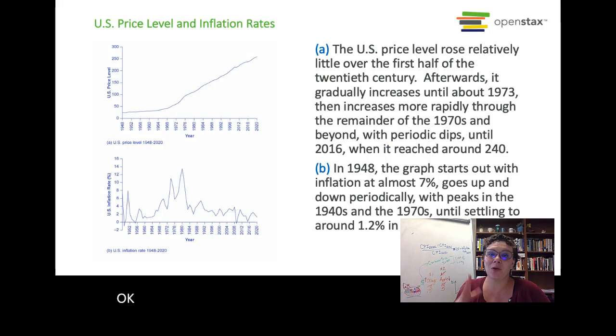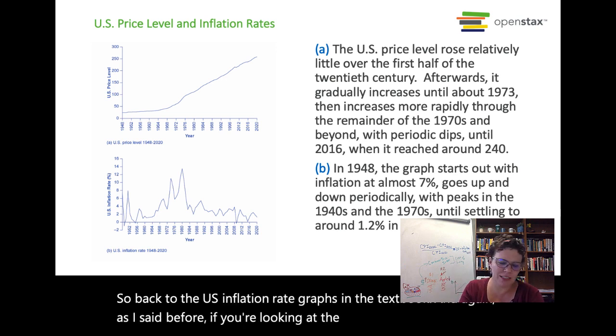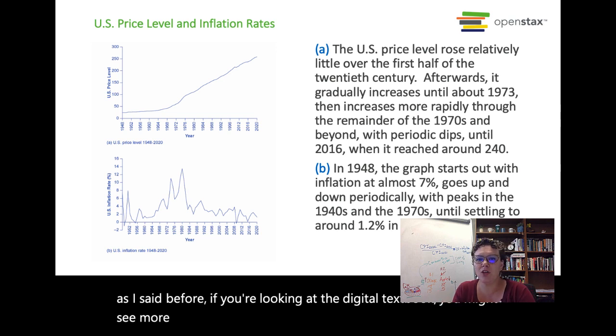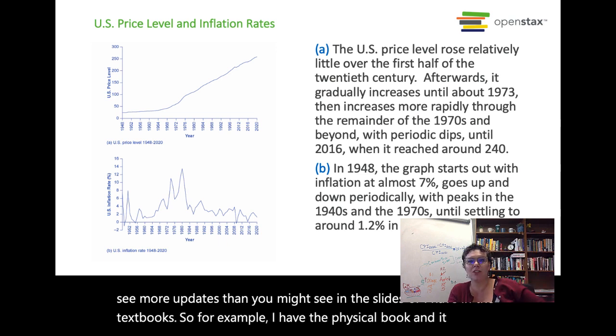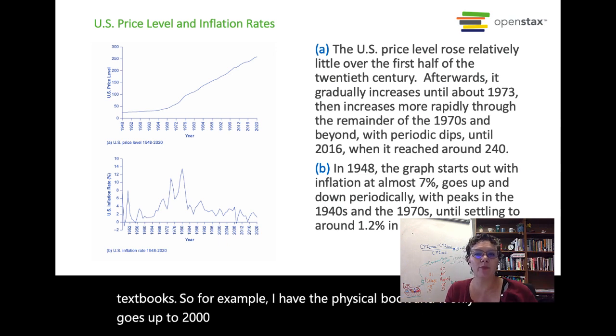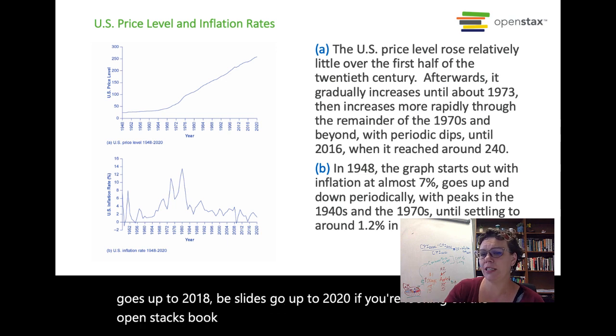Okay, so back to the U.S. inflation rate graphs in the textbook. And again, as I said before, if you're looking at the digital textbook, you might see more updates than you might see in the slides or I have in the textbook. So for example, I have the physical book and it only goes up to 2018. These slides go up to 2020. If you're looking on the OpenStax book, it might go up to more recent years and periods.